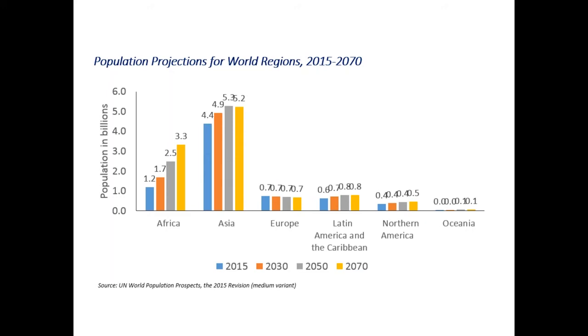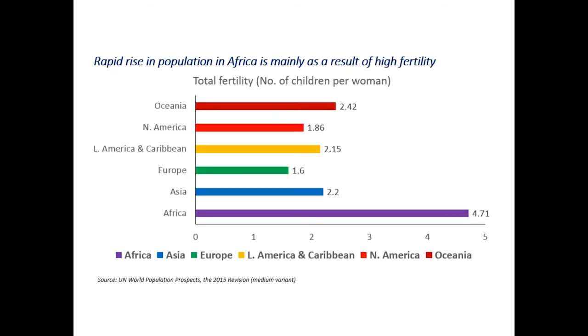Overall, of course, Asia will still have the largest proportion of people in the world, but their population growth is sort of leveling off in comparison to Africa. Next.